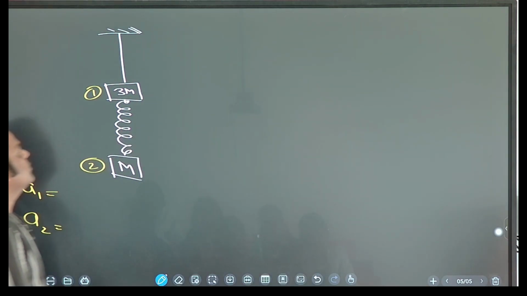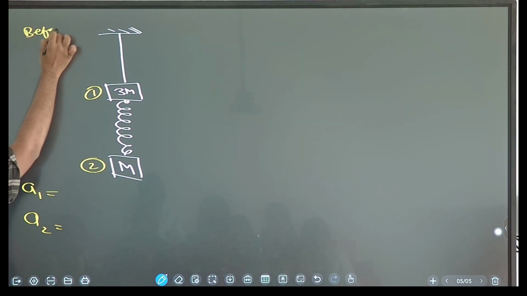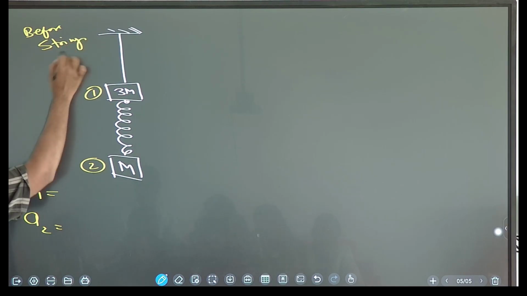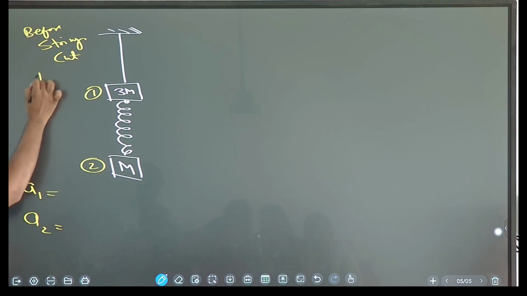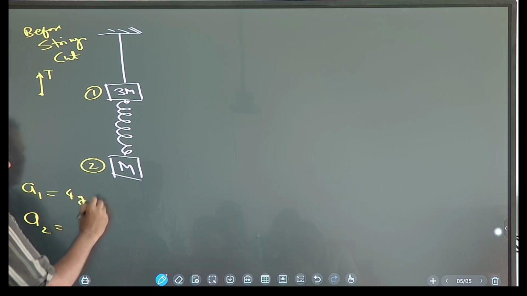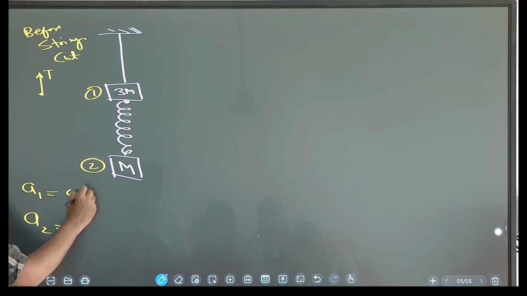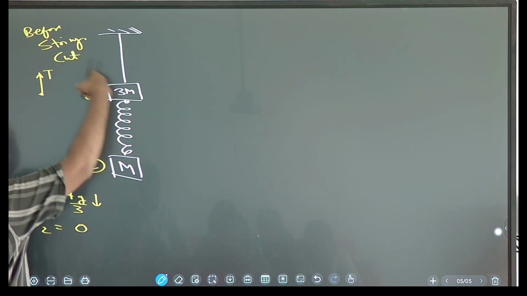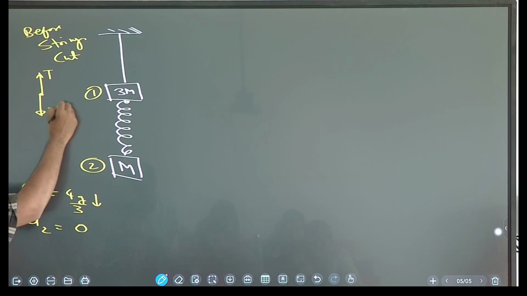Okay, solve this. Before the string is cut, tension upward. Okay, solve. Do it. Tell me. A1, any answer? 4g? Up or down? By 3. Okay. Up or down? Downward. A2? 0. Okay. So before the string cut, tension upward, 3 mg down, Fs down.